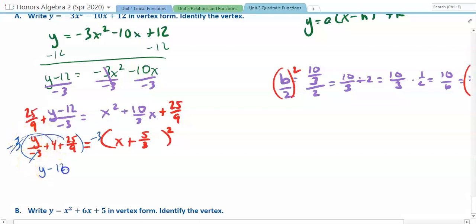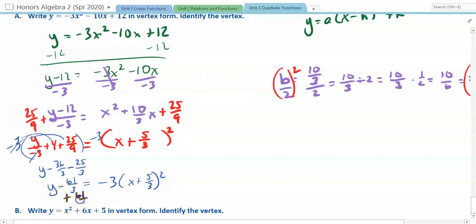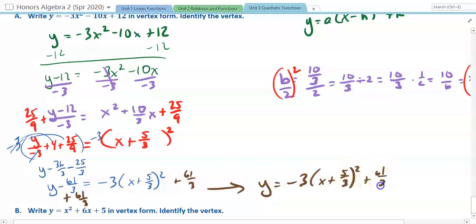And so I'm going to get y minus the 12 plus 25 thirds, but it's not plus anymore, because positive times negative is a negative. This 12 going to thirds would become 36 over 3. So y minus 61 thirds is equal to negative 3 times (x plus 5 thirds) squared. Again, this isn't pretty, but it is the correct steps. If the numbers are nicer, this works out a little easier. We're going to add the 61 thirds to both sides, and so what we end up with is y equals negative 3 (x plus 5 thirds) squared plus 61 thirds.